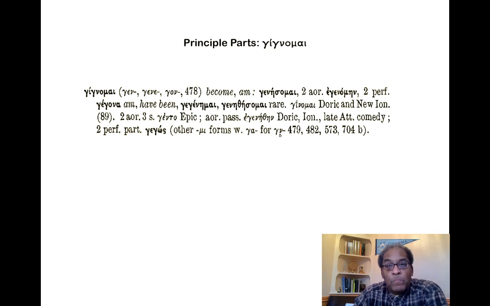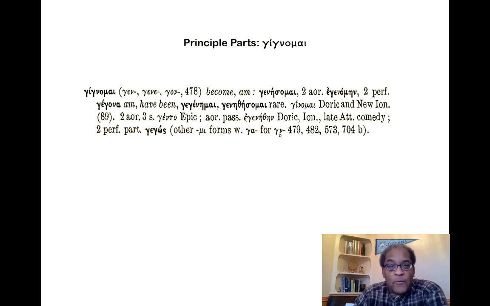And so you have the future, genesomai. You have the second aorist. Then you have the second perfect. And then the perfect middle. And then the perfect future, I guess that's the future passive. And the rest of the forms are rather rare.